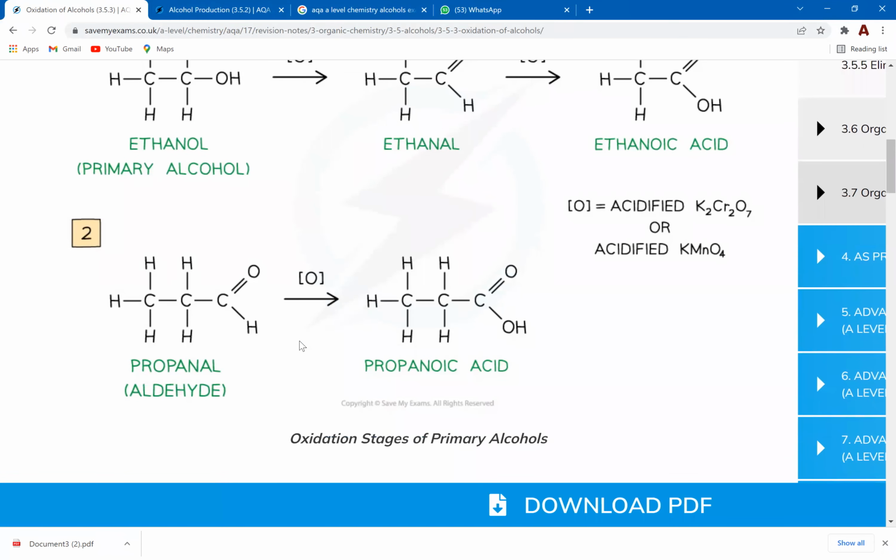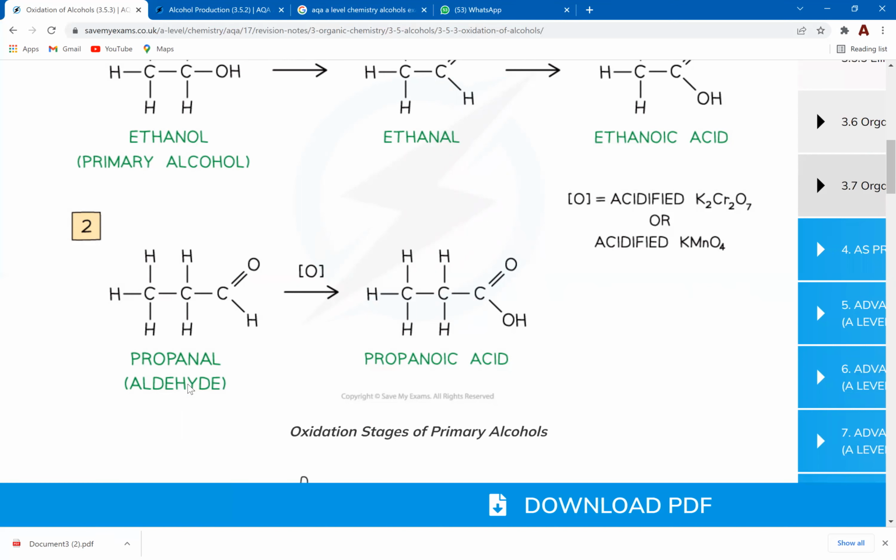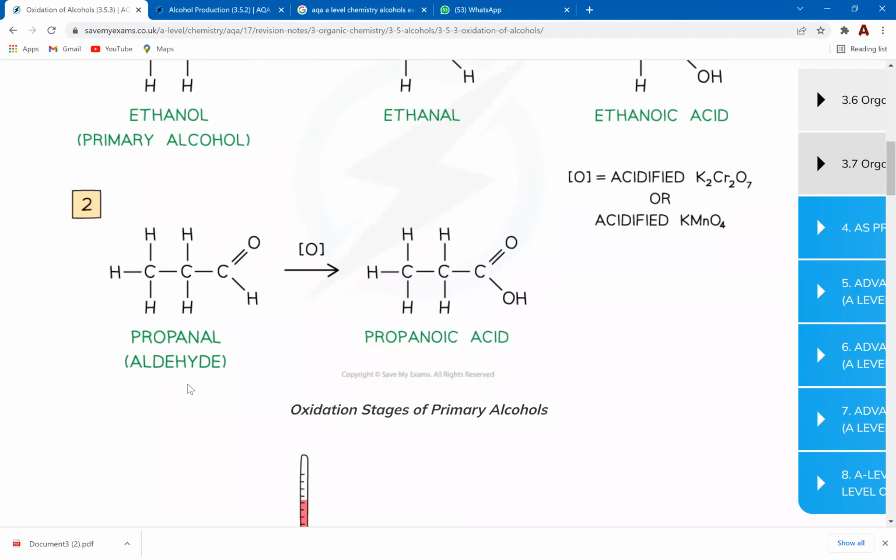This is an aldehyde turning into a carboxylic acid. It's a general reaction: if you are given an aldehyde and you try to oxidize it, you can still get a carboxylic acid, because aldehydes do undergo oxidation. This is the major difference between an aldehyde and a ketone. Ketones cannot be oxidized. Aldehydes can undergo oxidation.